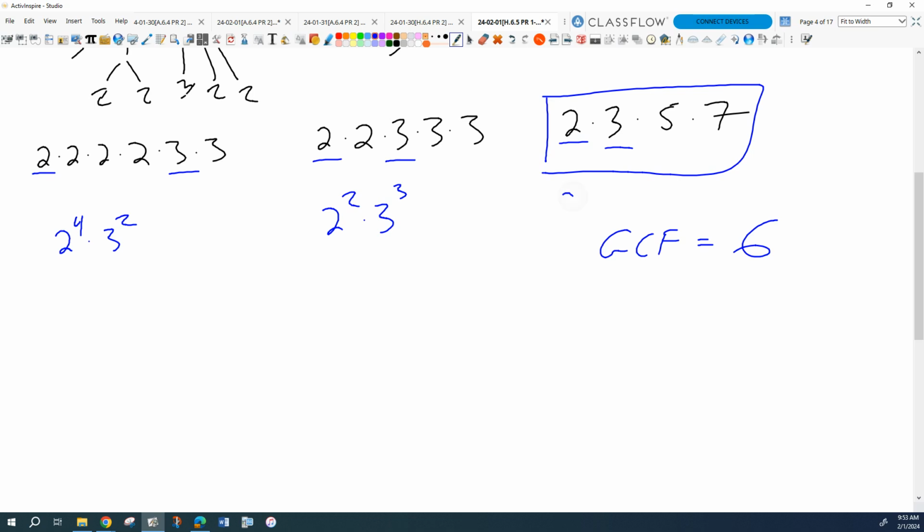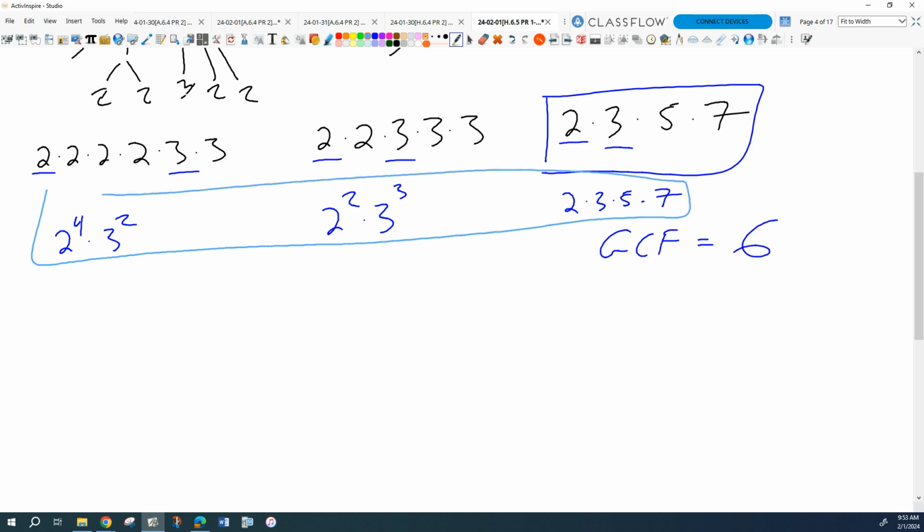That's just 2 times 3 times 5 times 7. So when we're trying to find the GCF, let's look at using this row where we've got these big numbers written in prime factored form using exponents, which is way better. How could we use the stuff in the blue box to find the GCF? What's the first step, probably? What do you think?